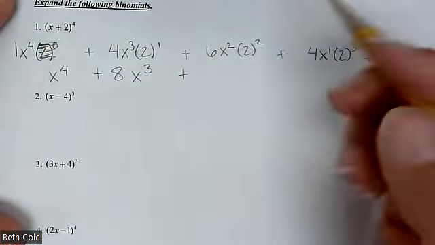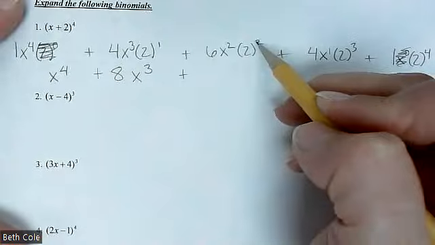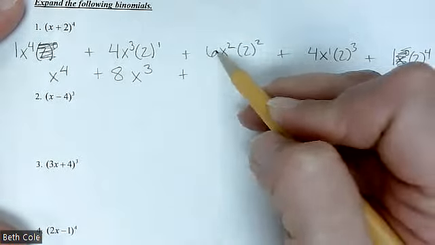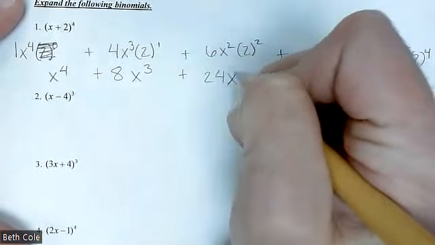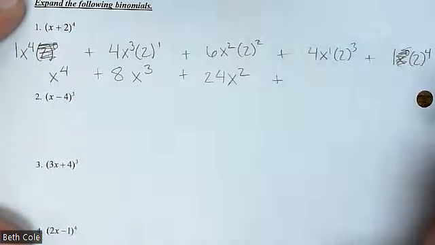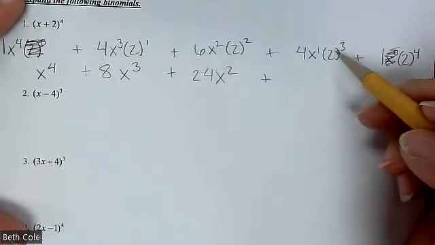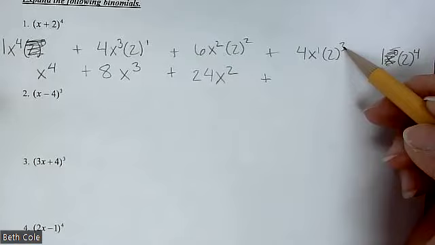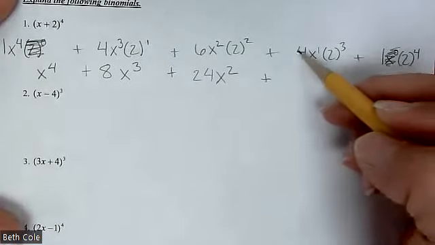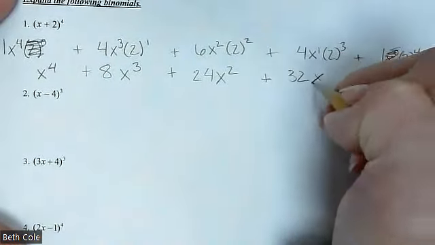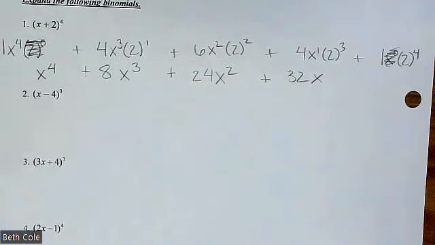So exponents first. 2 squared, 4 times 6, 24, x squared. Plus 2 cubed, 2 times 2 times 2, please don't say 6. 8, good. 8 times 4, 32x. You can drop that 1.